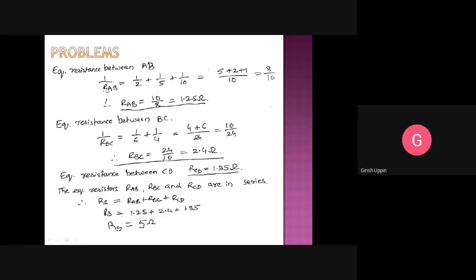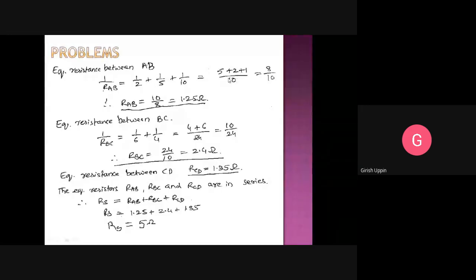1 by RAB is equal to, so the parallel combination is 2 ohm, 5 ohm, 10 ohm. So 1 by 2 plus 1 by 5 plus 1 by 10. You can do it directly in the calculator, and it will come as a decimal calculation. When you are calculating in the calculator, make sure you are using the proper brackets, just to avoid confusion: bracket 1 by 2, close the bracket, plus bracket 1 by 5, and so on. Then you will get the correct answer.